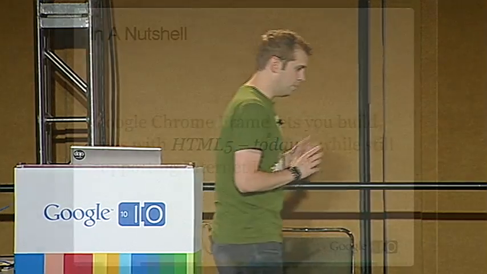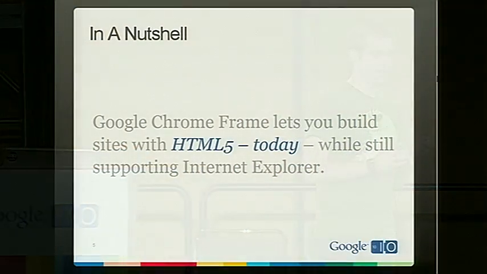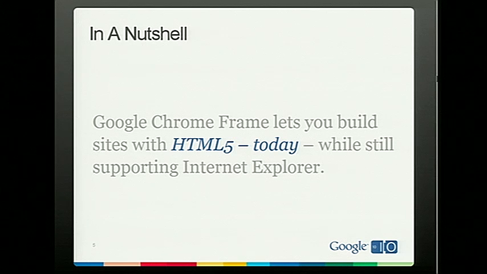Google Chrome Frame, in a nutshell, is a plugin for Internet Explorer that lets you use HTML5 right now. That's the simplest explanation I can come up with: it lets you use HTML5 today. No interruptions, no questions about backwards compatibility. You can start building things with HTML5 without worrying about how you're going to support old versions of IE.